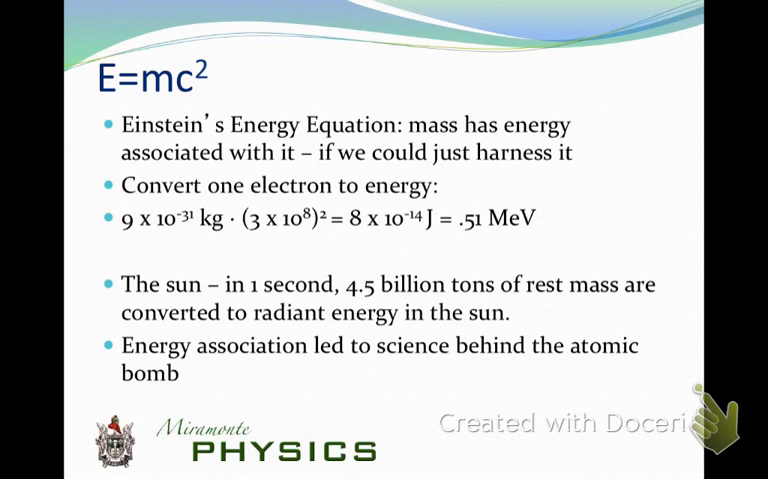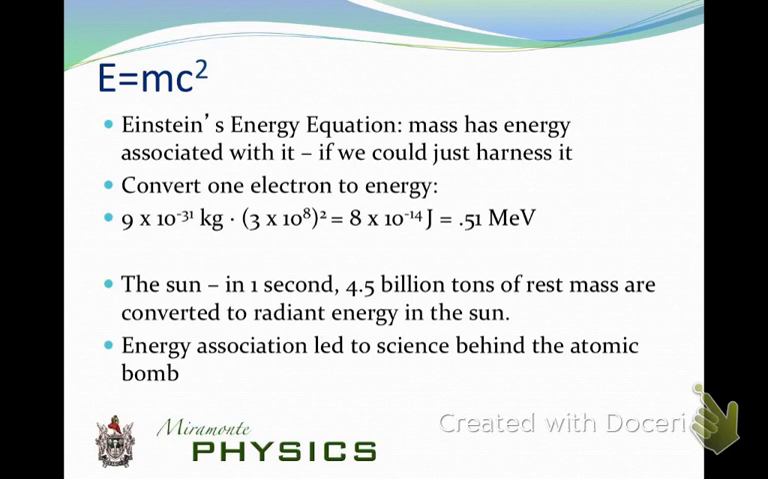Einstein's energy equation says mass has energy associated with it. If we could just harness it, you could convert one to the other. So here's an example. E equals mc squared. Take the mass of an electron, 9 times 10 to the minus 31st kilograms, times 3 times 10 to the 8th squared. That gives you 8 times 10 to the minus 14 joules, or 0.51 mega electron volts. That's a pretty good chunk of energy for one electron. So if you can convert more than one electron, you start getting really substantial amounts of energy.